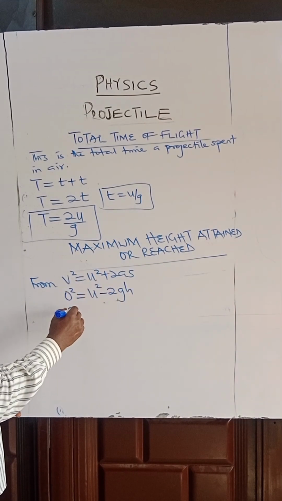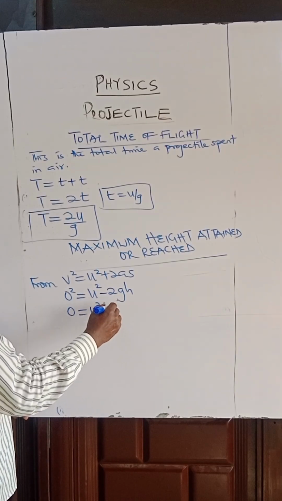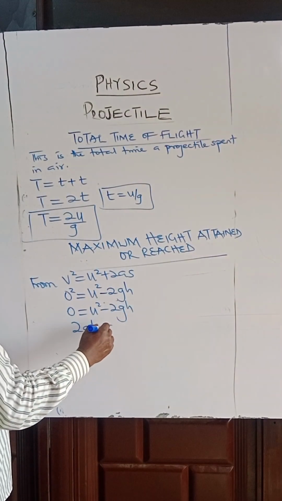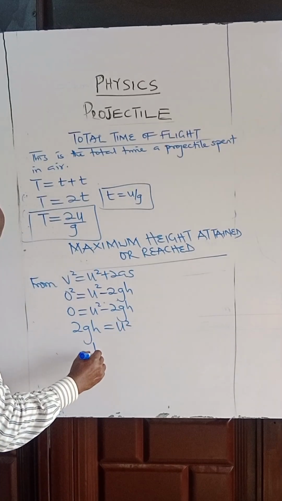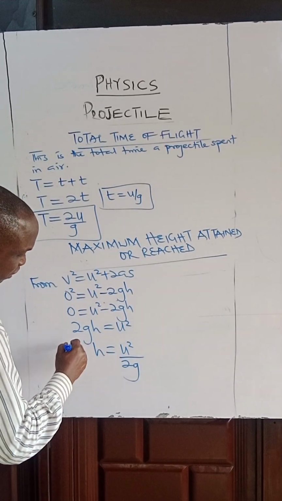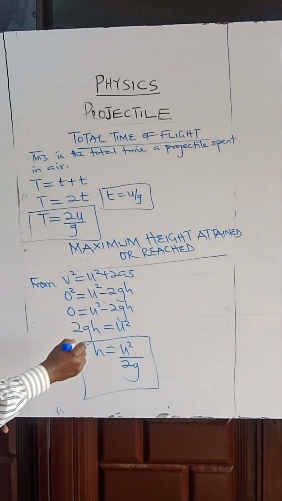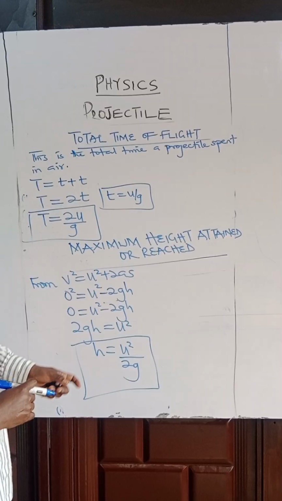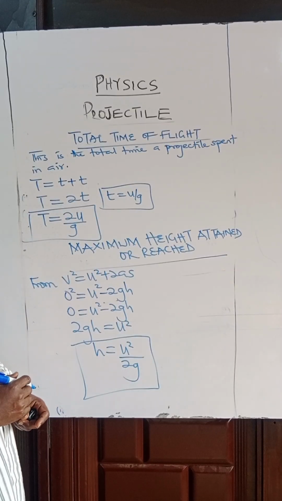Transfer this to this side. This will be 0 equals u squared minus 2gh. Now transfer: 2gh equals u squared. What is h now? h equals u squared divided by 2g. This is the formula for finding the maximum height when a body is projected vertically upward.